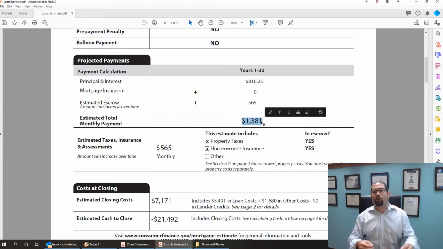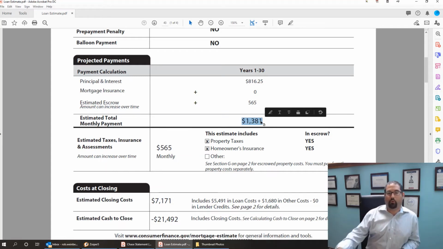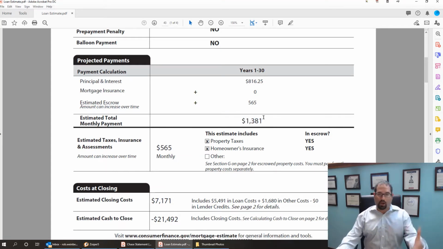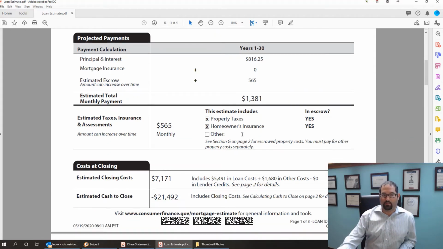Now again, this is a loan estimate. This is given early in the process typically. So don't be surprised if these numbers go up or go down by a few dollars once your loan officer and mortgage processor verify the property tax, insurance, and other things that are involved in your monthly payment.